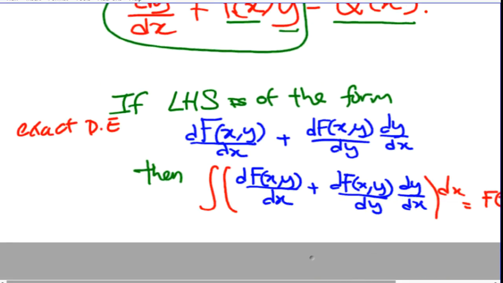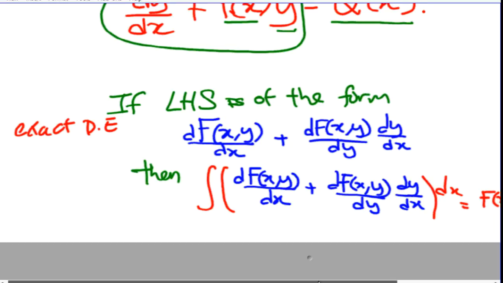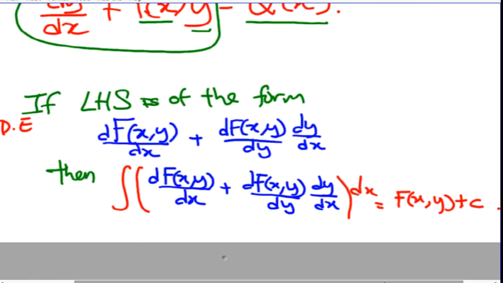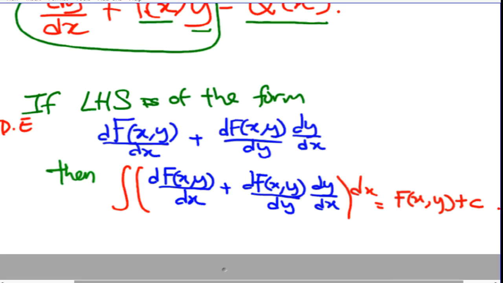That is, the integration of this thing in blue here will give me f(x, y) plus c. That is, give me the function with x and y as part of the inputs into this particular function. This is the idea that we're trying to get. So how do we get started?